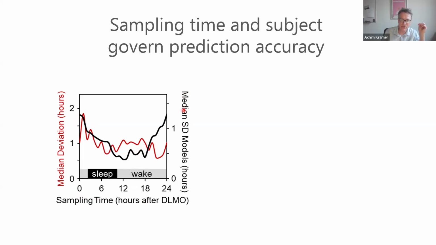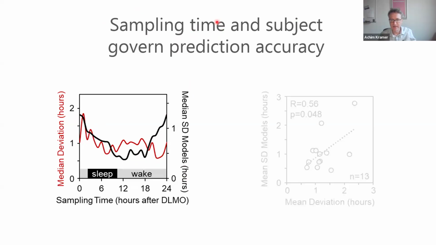And the standard deviation of the models, which is also a value which predicts whether we can trust, is also lowest at the beginning of the wake phase, and then it increases again at the end. So we were saying, okay, maybe the best values we get when we take the hair samples in the first couple hours after sleep. So that was sampling time, better in the morning.